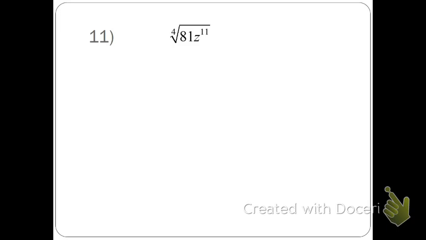So we just did this one basically. What's the fourth root of 81? 3. So we don't even need to break it apart. The fourth root of 81 is 3. Then what about the z's? What do you think about the z's?